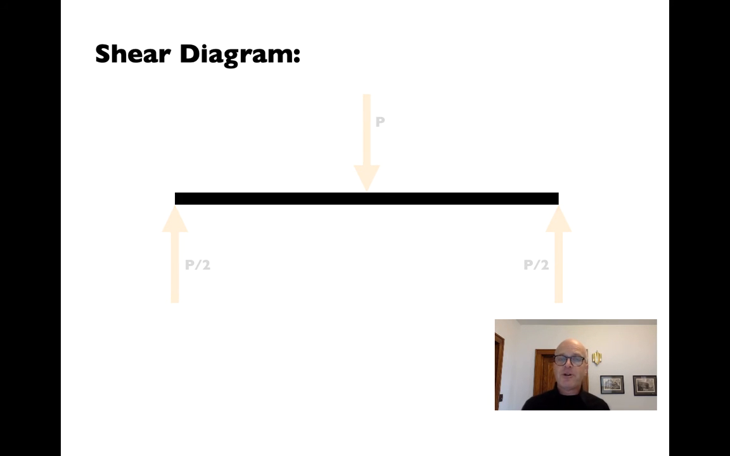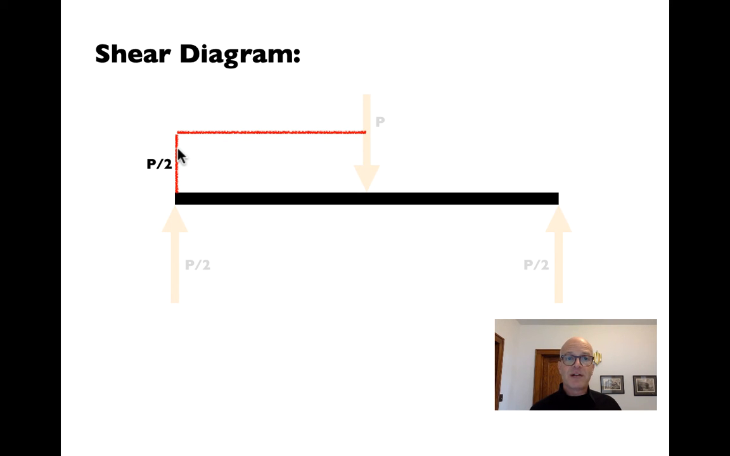The way we draw a shear diagram is we step back and we think about what internal stress is needed at every point along the beam to keep the beam in translational equilibrium, to keep it from moving in the y direction, up and down. So if we go just a fraction of an inch to the right of that first reaction, we find that we have a free body diagram that has P over 2 pushing up, and therefore we need an internal stress that is P over 2 pushing down.